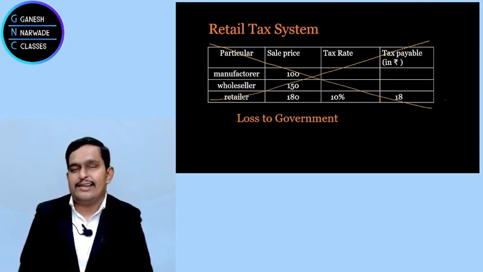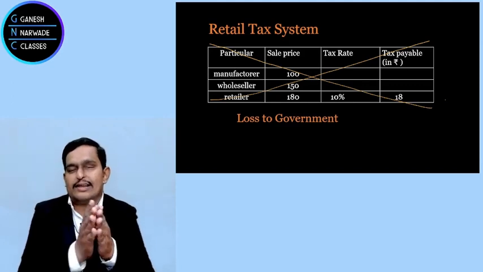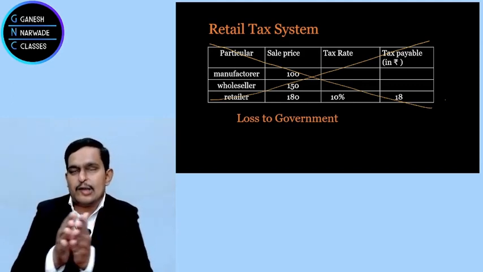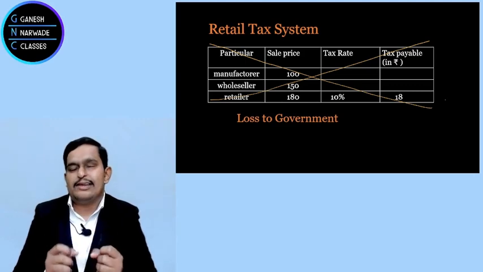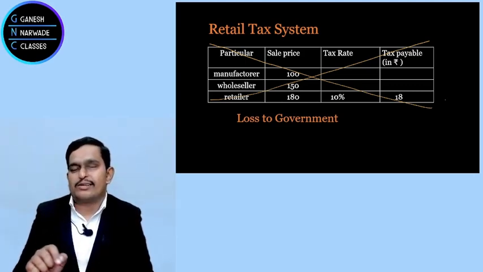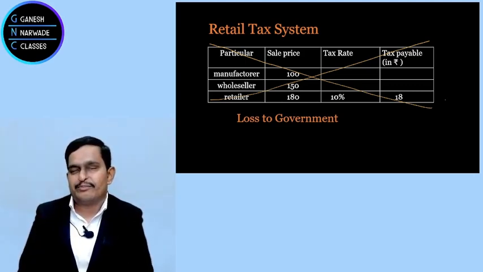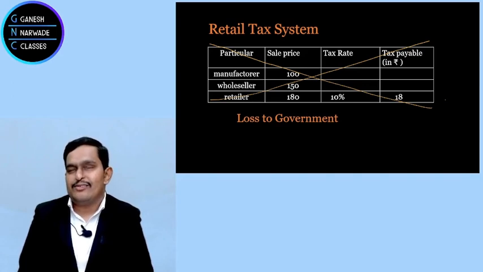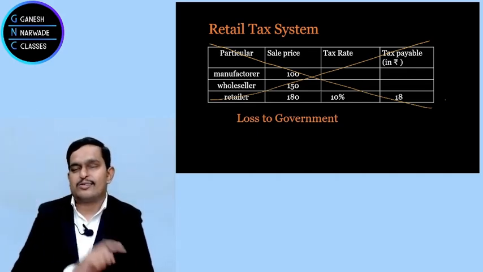In India, if we study economics, there is organized market and there is unorganized market. In India, mostly the unorganized sector prevails. So we don't know who is the last retailer. Then will government be able to get the tax? Absolutely no. So that's why the retail tax system is lost to government, so cancel.